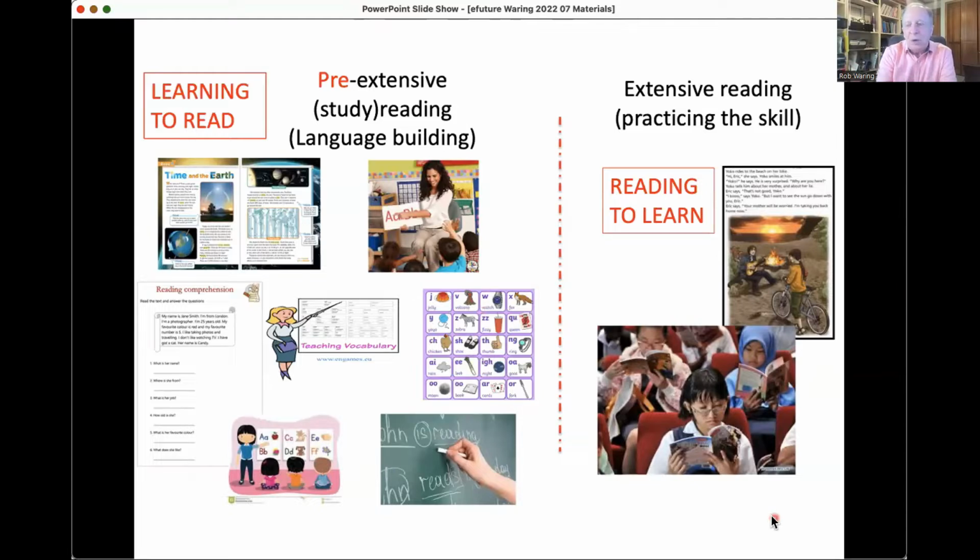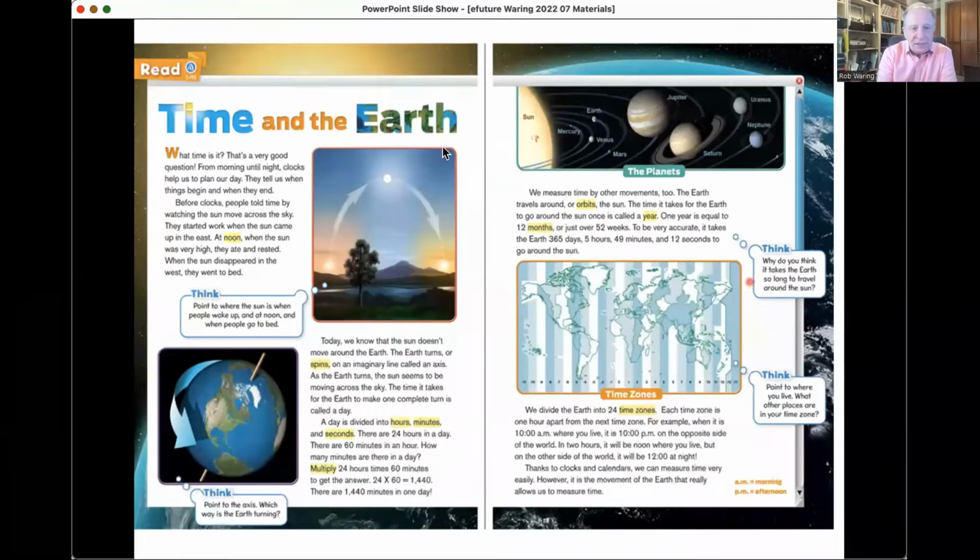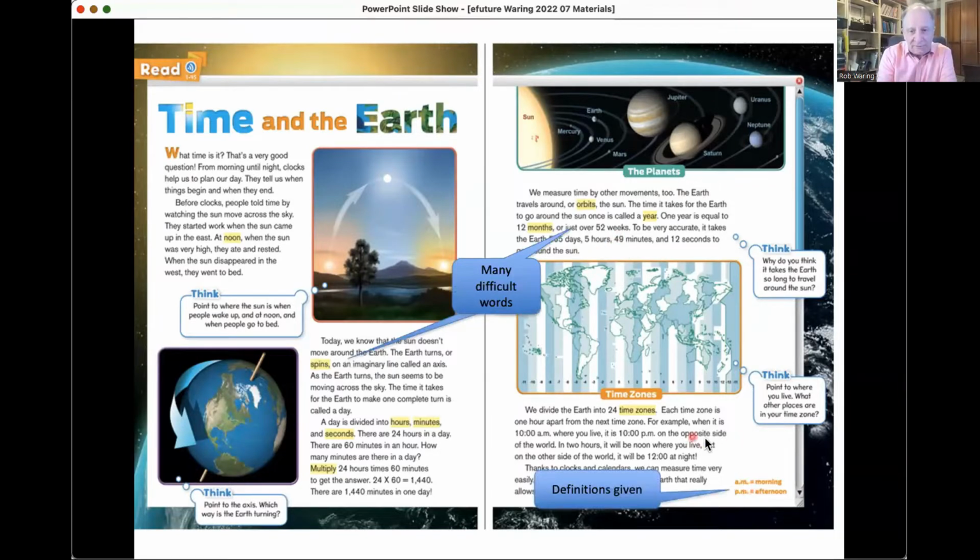So if we look at the way that students are typically taught to read, they're taught using textbooks, something like this. A textbook like this would be very typical. You can see it's quite short, maybe 200, 300 words or so. It's got some difficult vocabulary, which is fine. We're trying to teach them. And sometimes we may have a little definition.